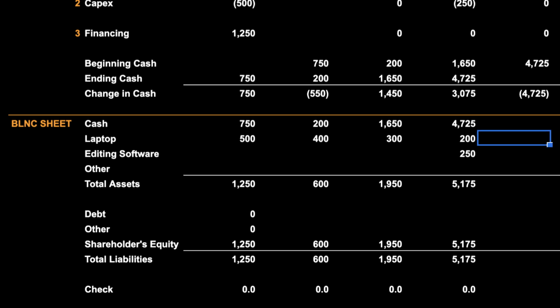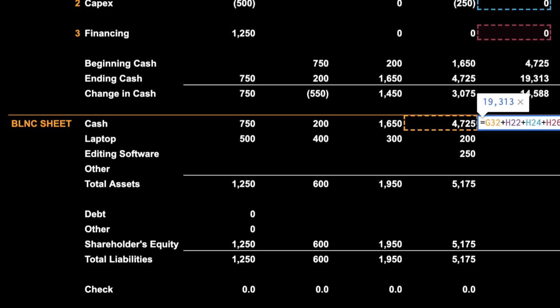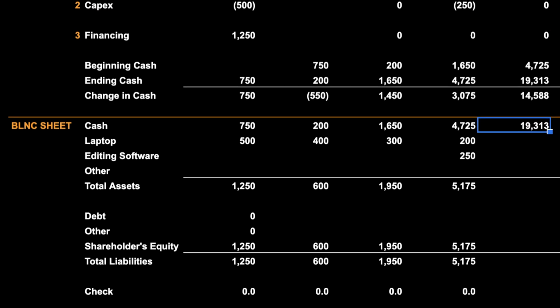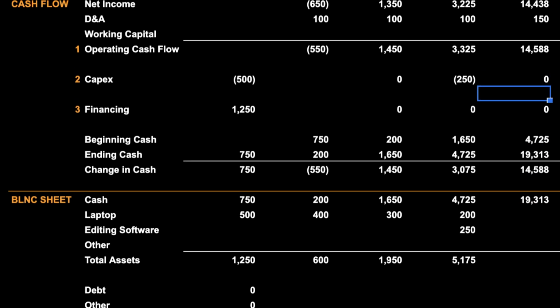So let's see what happened to the cash flow. Let's see what happened to the balance sheet. So you can see that the balance sheet basically increased by $14,500, which is our operating cash flow for this year. So we started the year with $4,700 of cash, and it went up by $14,500.